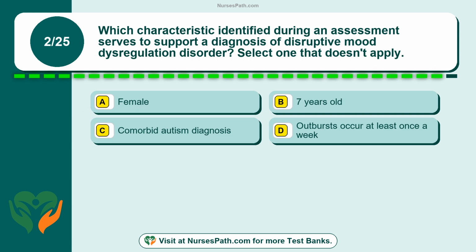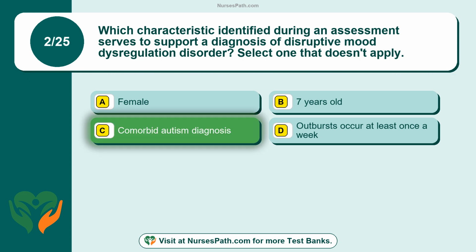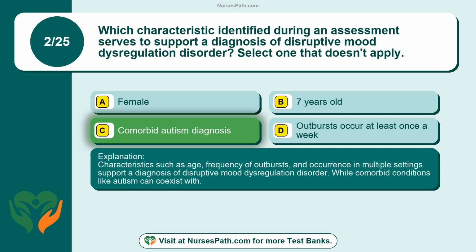Question 2. Which characteristic identified during an assessment serves to support a diagnosis of disruptive mood dysregulation disorder? Select one that doesn't apply. Option A. Female. Option B. 7 years old. Option C. Comorbid autism diagnosis. Option D. Outbursts occur at least once a week. The correct answer is option C. Comorbid autism diagnosis. Characteristics such as age, frequency of outbursts, and occurrence in multiple settings support a diagnosis of disruptive mood dysregulation disorder, while comorbid conditions like autism can coexist with it.